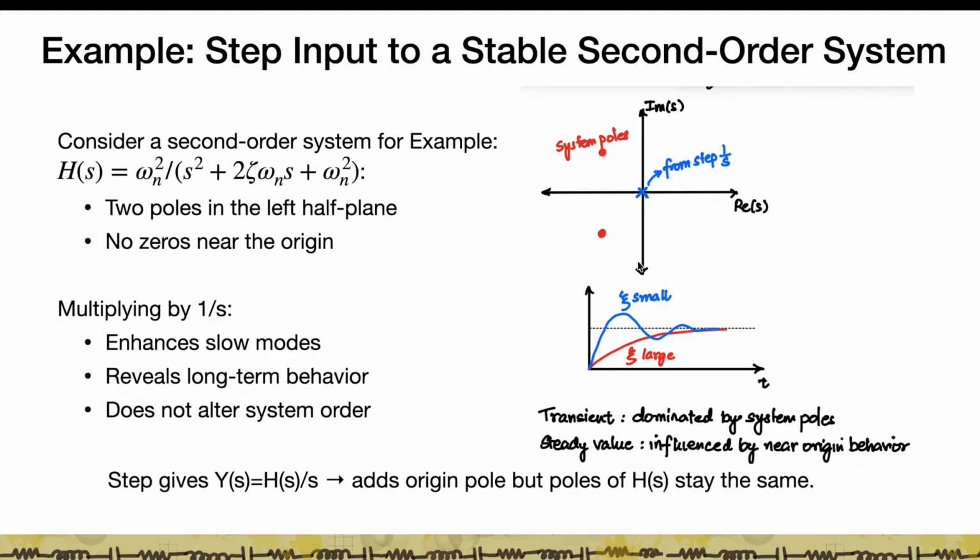A key misconception is, if step adds a pole, does the system become third order? No, the system is still second order. The output expression has an extra pole because the input requires an integration-like weighting. But the internal memory count of the system has not changed. This distinction is essential when you move later into control theory.